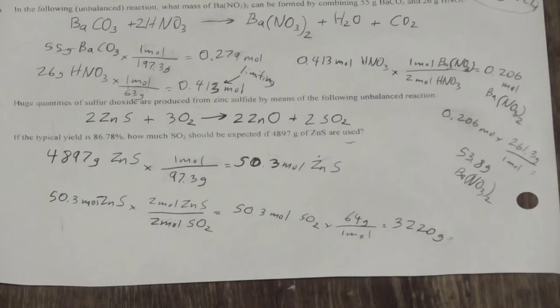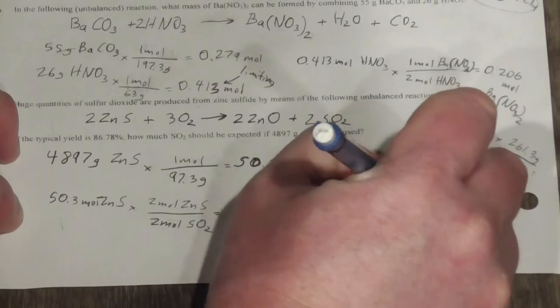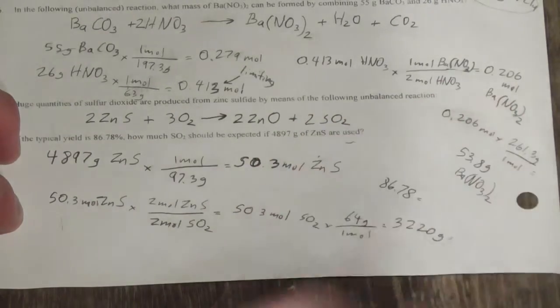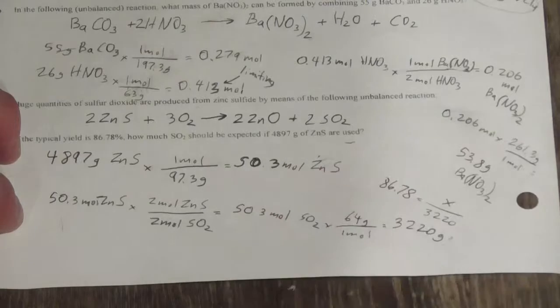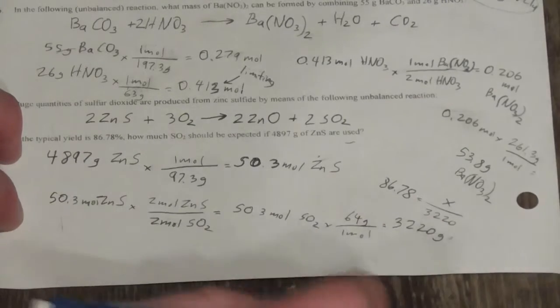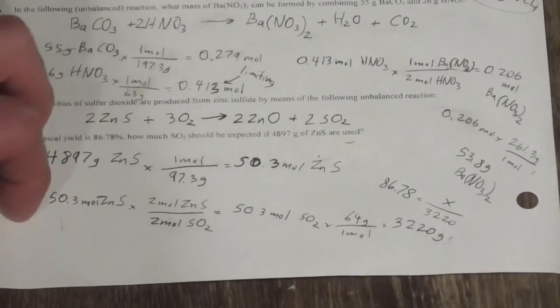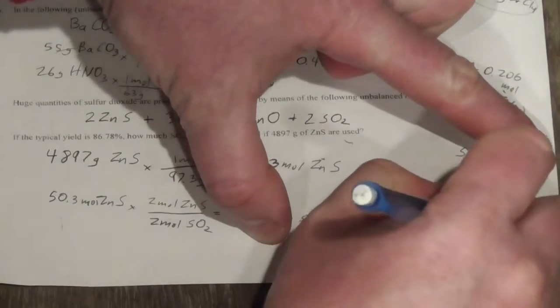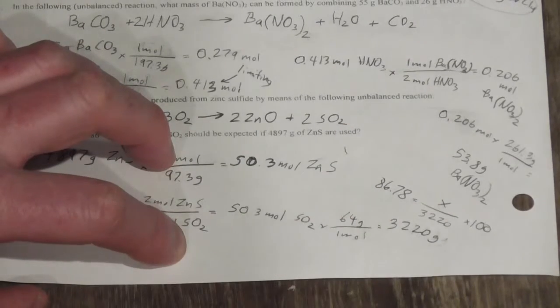So that's my perfect situation. So typical yield, percent yield is 86.78, and that would equal the actual x over the theoretical, which is 3,220, times 100, which means that I do my manipulation. The other way of doing this, just so you can see, is taking 86.78% of 3,220.